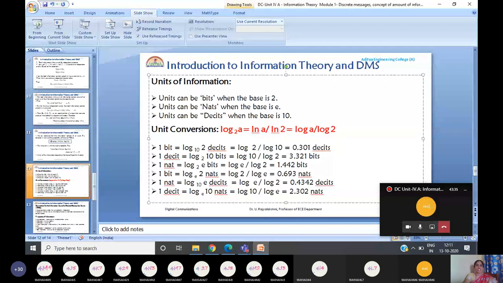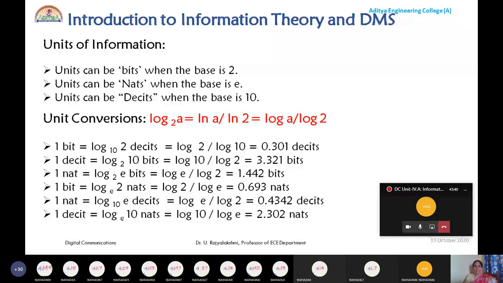Please take your calculator and check whether you got 0.301 decits or not, that is, 1 bit is equal to 0.301 decits. Because units are bits when the base is 2, when the base is 10 units are decits, and when the base is e units are nats. Check log 2 by log 10 and tell me how much you got.